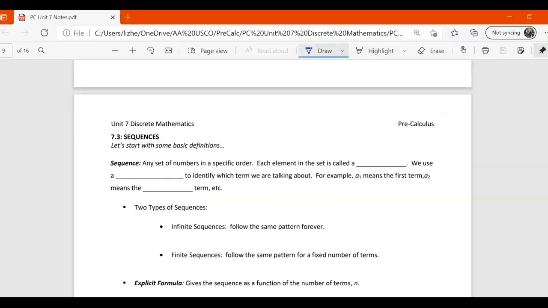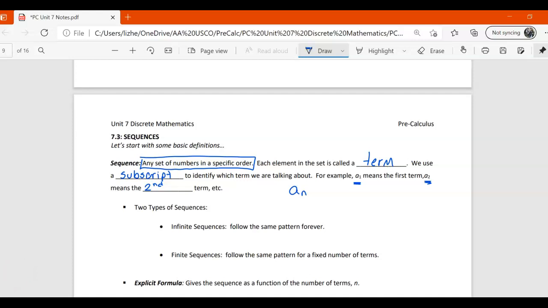Oh, I'm not drawing yet. There we go. Any set of numbers in a specific order. Each element in the set is called a term. We use a subscript to identify which term we are talking about. For example, A1 means the first term, A2 means the second term, etc. A sub n means the nth term.